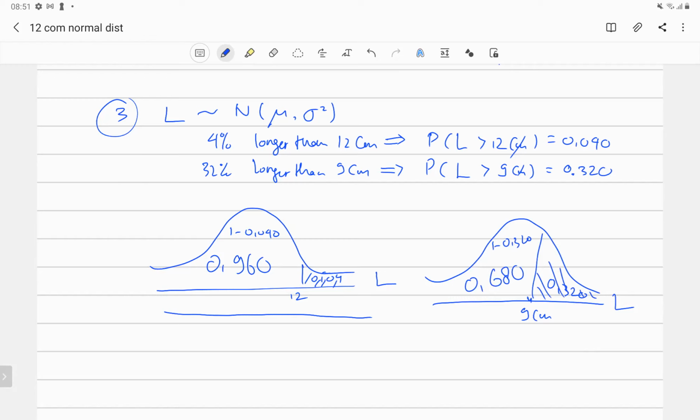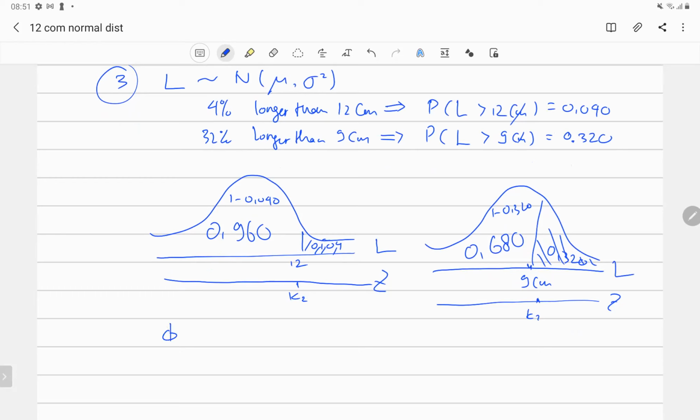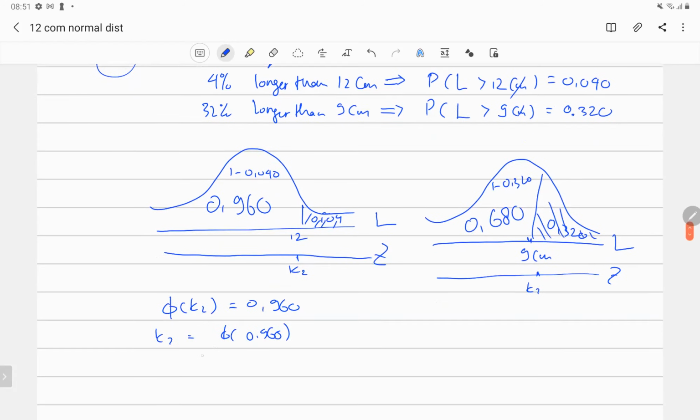Now, with the aid of these two data, we can find out the Z value for both. Let's call this K number 2 and this is K number 1. We know that the phi of K number 2 must be 0.960. So K number 2 is the phi inverse of 0.960. Let's read them on the table.